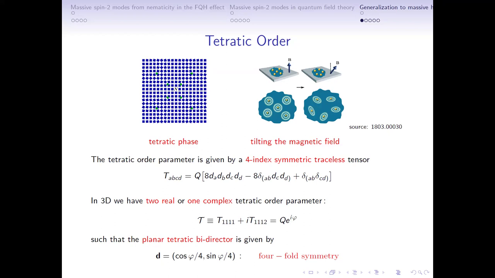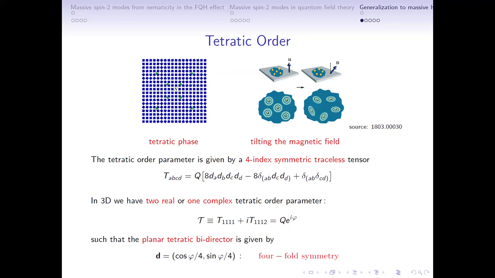So I can still do the same thing. But since this is a different formula, we now find that the tetratic bidirector is given by a single formula as in the metric, which is now a 504 instead of a 502. So the structure is really different, and that shows the fourfold symmetry. It's a really different spin, but it looks very similar.